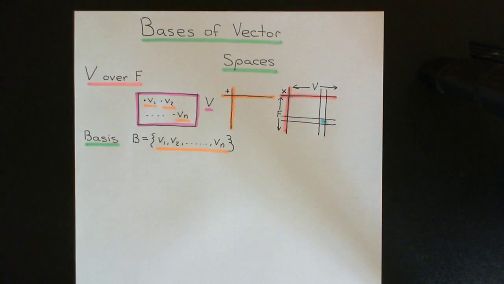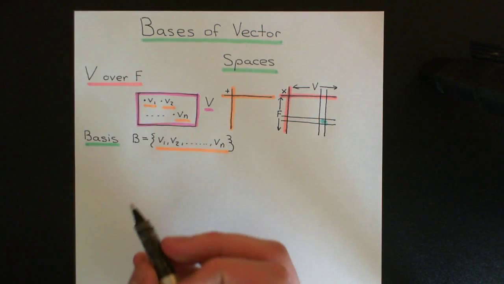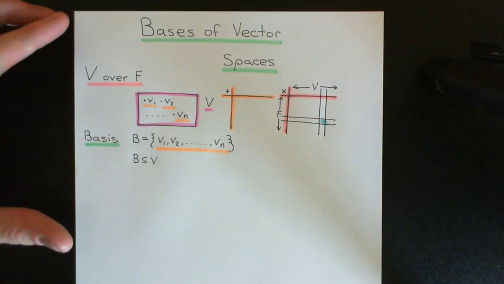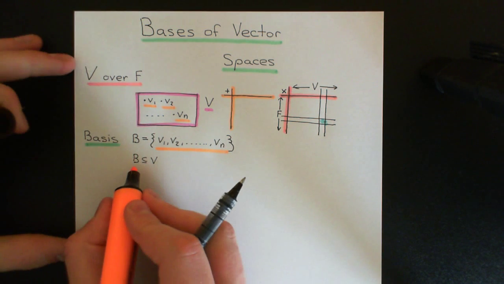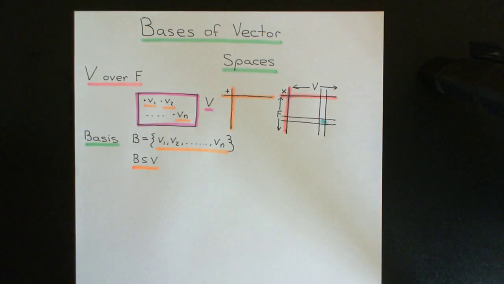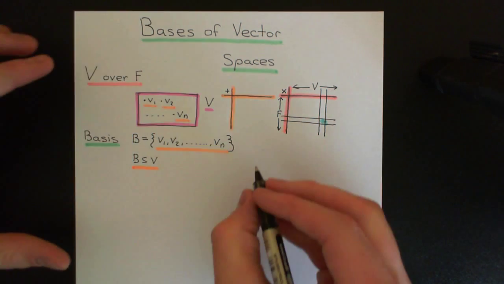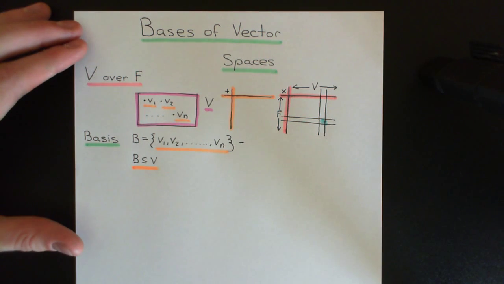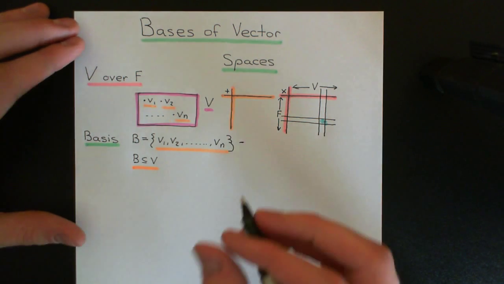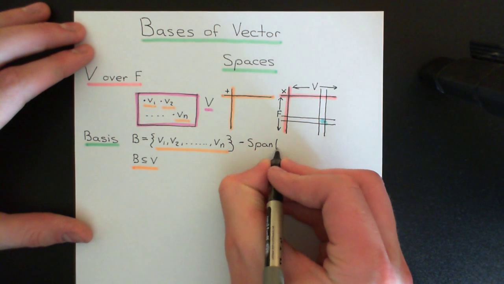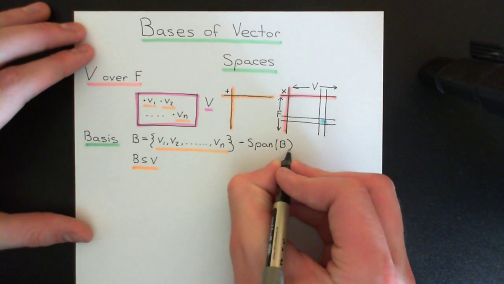So a basis is a set of vectors from our vector space, so it's a subset of our vector space, and it has two special properties. The first is that the span of the vectors in this set is equal to the entire vector space. If you don't know what span is, see the previous video in this playlist on vector spaces entitled Linear Combinations and Span.